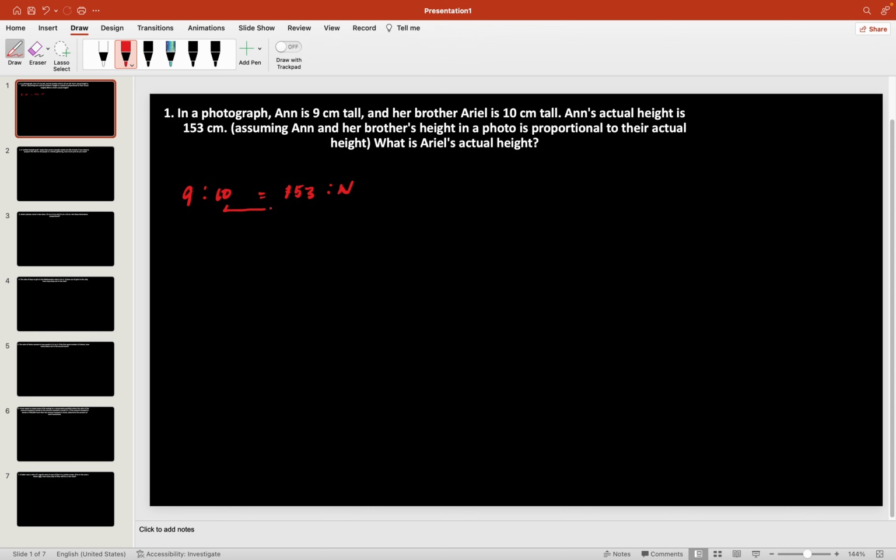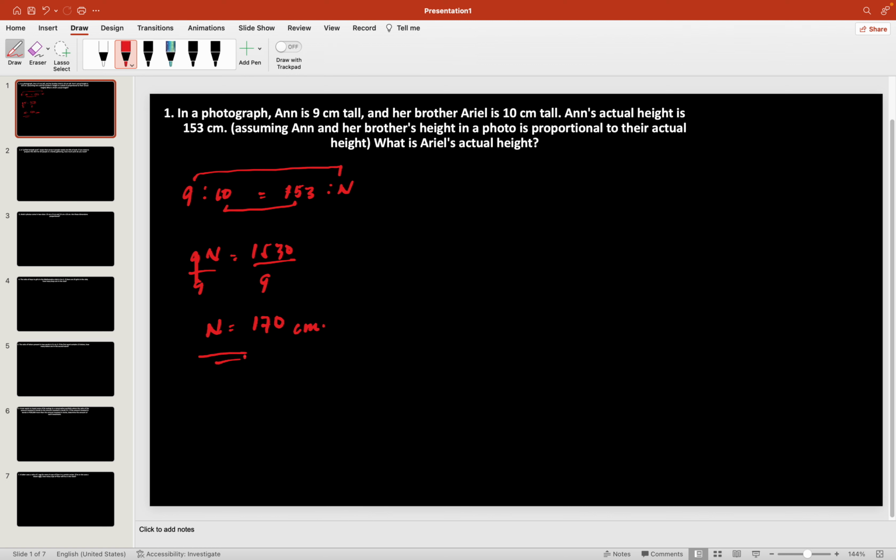So gagawin natin, multiply those inside, which are the means, and then the extremes. So we have 9n is equals 10 times 153. That is equivalent to 1,530. So divide lang natin yan to eliminate the 9 in there. So 9, then n is equals to 170 cm. So this will be the actual height ni Ariel.